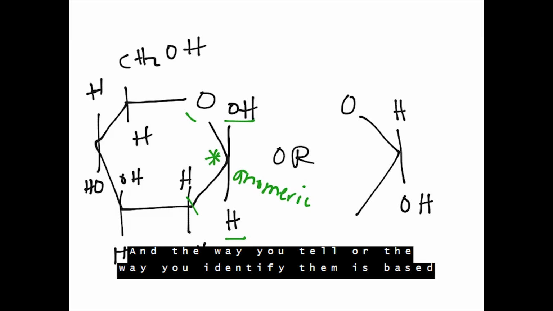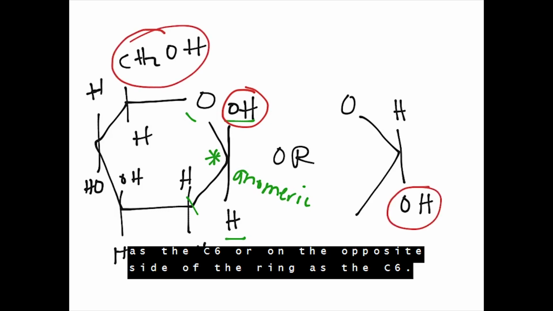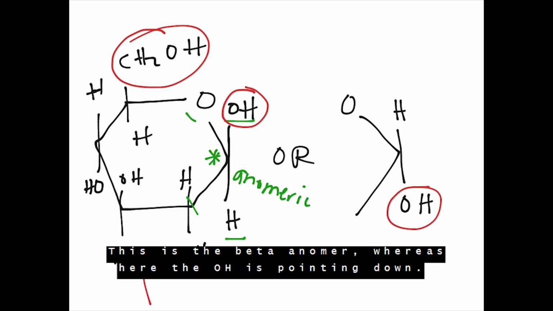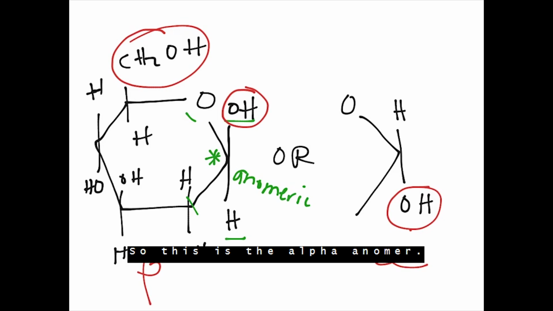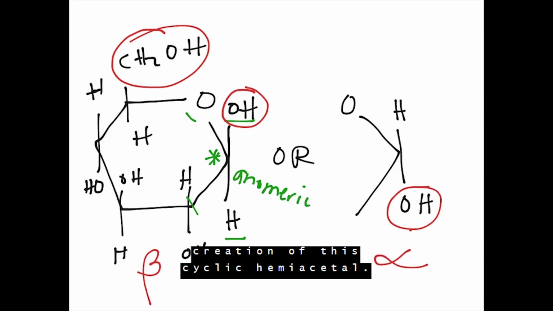And the way you identify them is based on whether the OH group is on the same side of the ring as the C6 or on the opposite side of the ring as the C6. So in this case, OH and CH2OH are both pointing up. This is the beta anomer, whereas here the OH is pointing down. It's below the plane of the ring, whereas C6 is pointing up. They're on opposite sides, so this is the alpha anomer. So now we've got 2 different isomers formed during the creation of this cyclic hemiacetal.